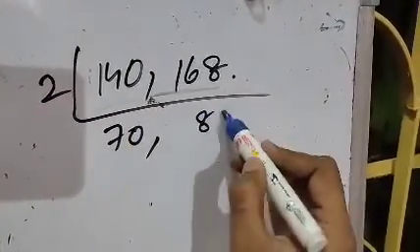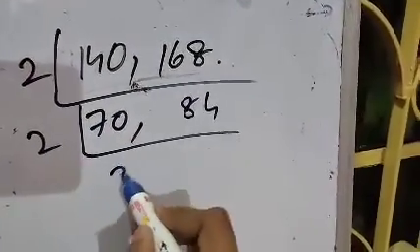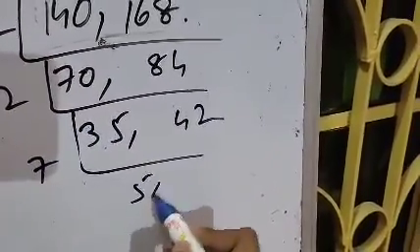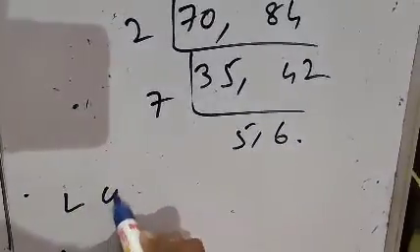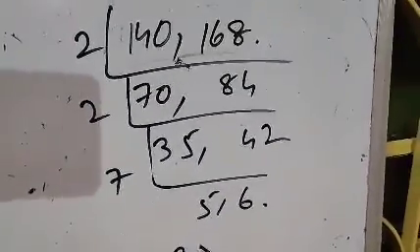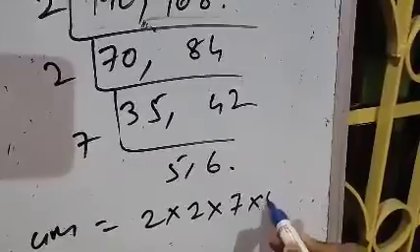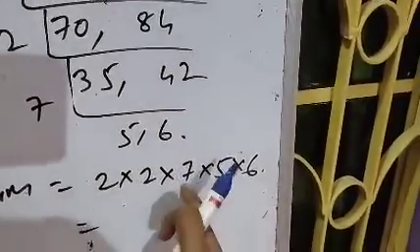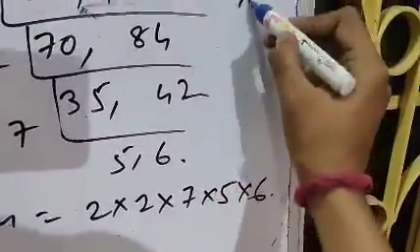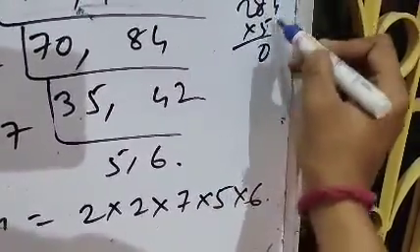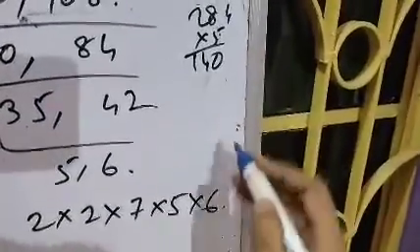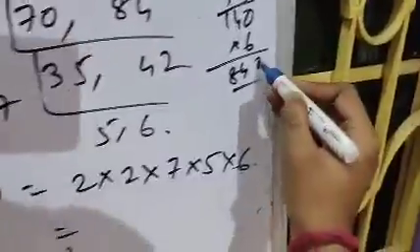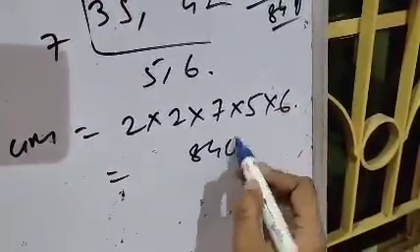2, 70, 2, 35, 7, 5, 35, 7 6s are 42. So your LCM will be 2 into 2 into 7 into 5 into 6. This is the LCM. 2 2s are 4, 4 7s are 28, 28 5s are 140, I guess. Yes, it's 140, and 6 140s, it's 840. So the LCM is 840.